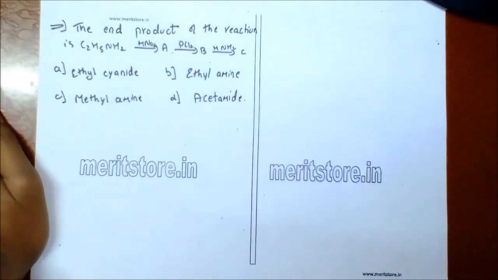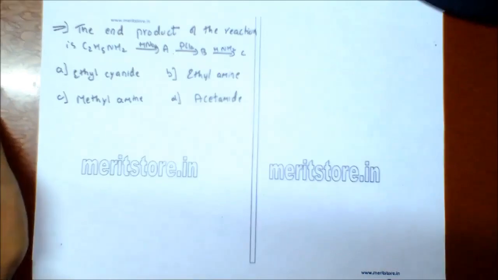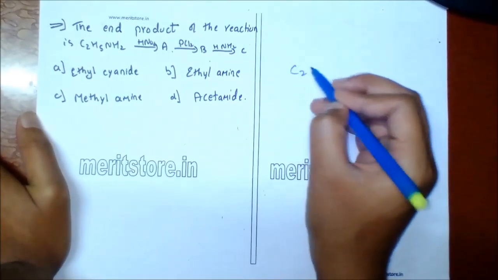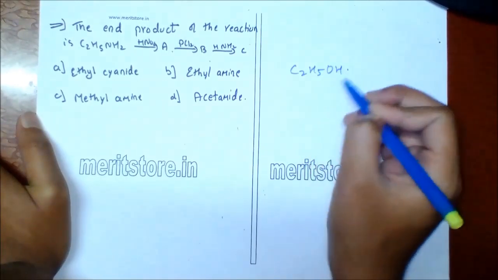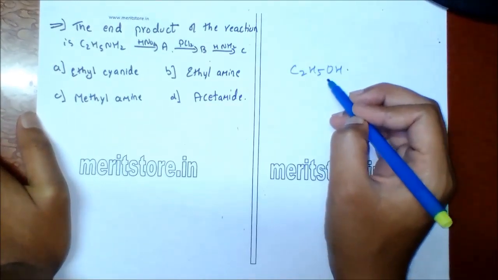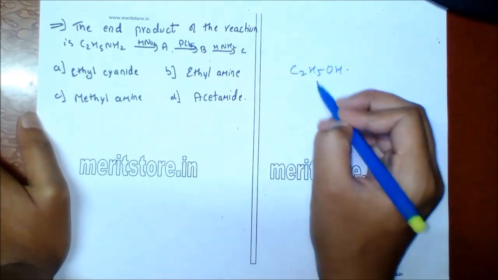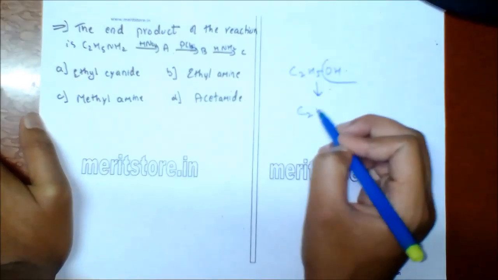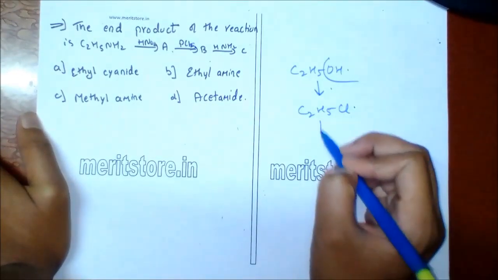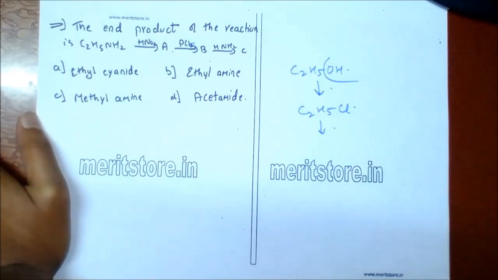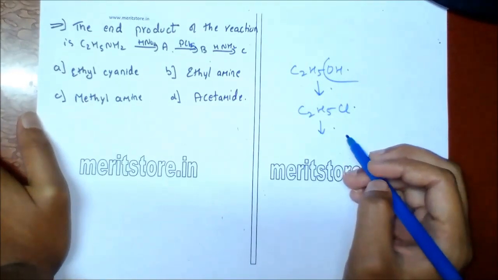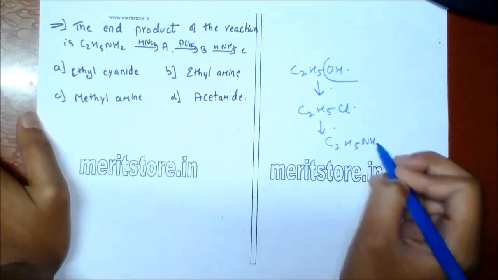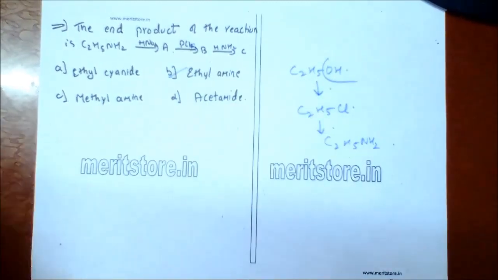The end product of the reaction is: so when ethyl amine reacts with HNO2 nitrous acid, it gives ethyl alcohol, which on reaction with PCl5 will give B. So there is replacement of hydroxyl group by chloride, so it forms C2H5Cl, which on reaction with ammonia gives compound C, which is ethylamine, C2H5NH2. So option B is the correct answer.